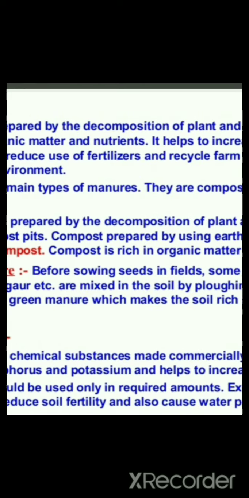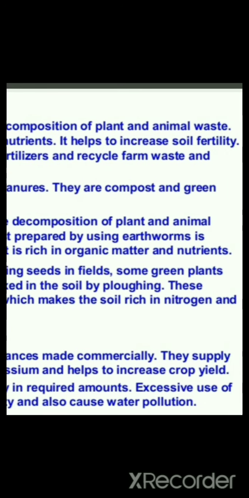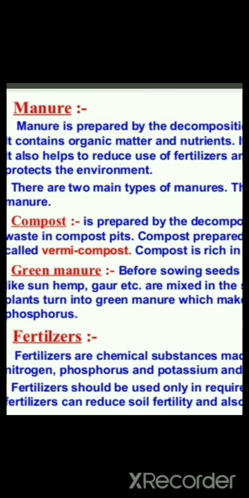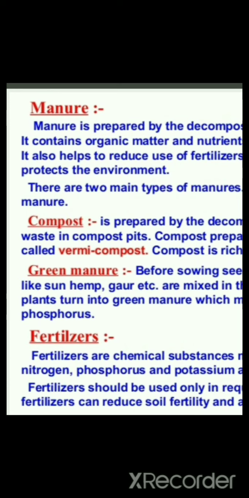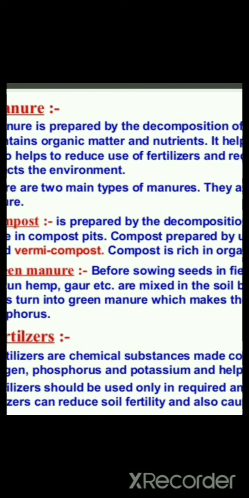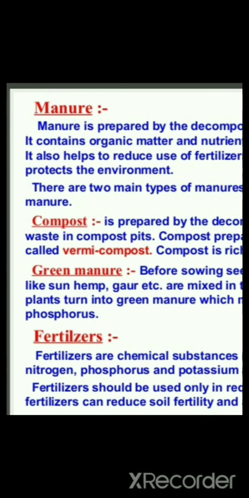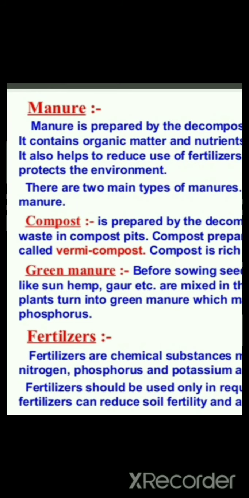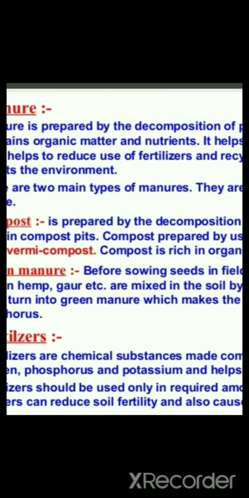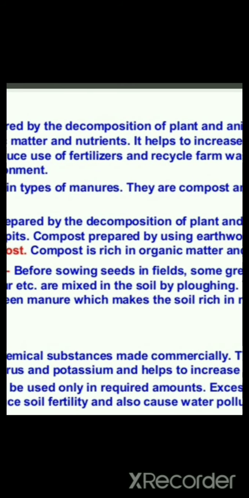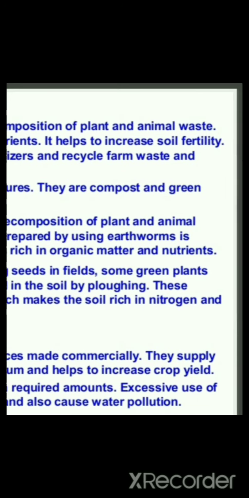There are two types of manure. They are compost and green manure. Compost is prepared by decomposition of plant and animal waste in pits called compost pits. Compost prepared by using earthworm is called vermicompost. As you know, earthworms are called friends of farmers because they help in making the soil airy, and they make the soil rich in nutrients. Compost is rich in organic matter and nutrients.